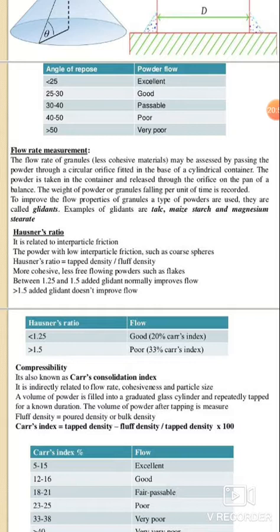So if your value is greater than 50, it is called very poor. 40 to 50 is also called poor.